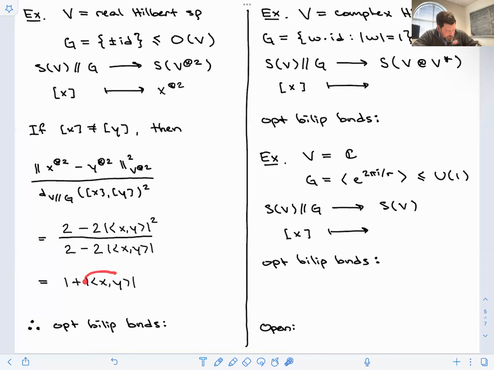Let's talk about what values this can take. If X and Y are orthogonal, it's 0. It can't be negative because this is an absolute value. Cauchy-Schwarz says that it can't be bigger than 1. In fact, it can't equal 1 because of this constraint. So this is a number that resides in this half open interval, and those are all possibilities for this number. So what that means is the lower Lipschitz bound is 1. And the upper Lipschitz bound is, oh yeah, I got to take square roots. So I get square root 2.